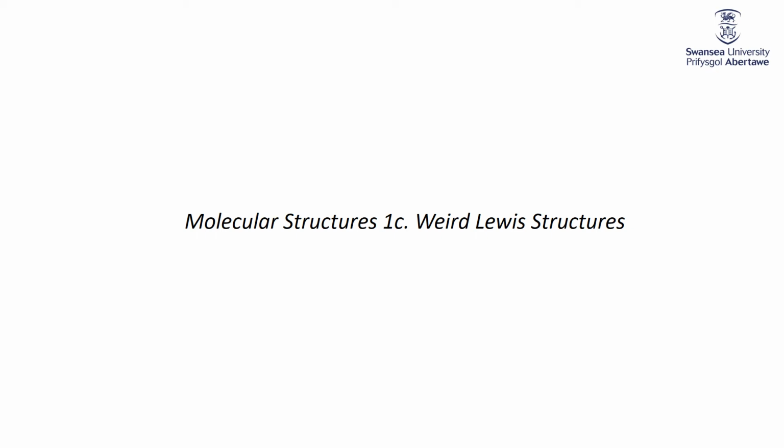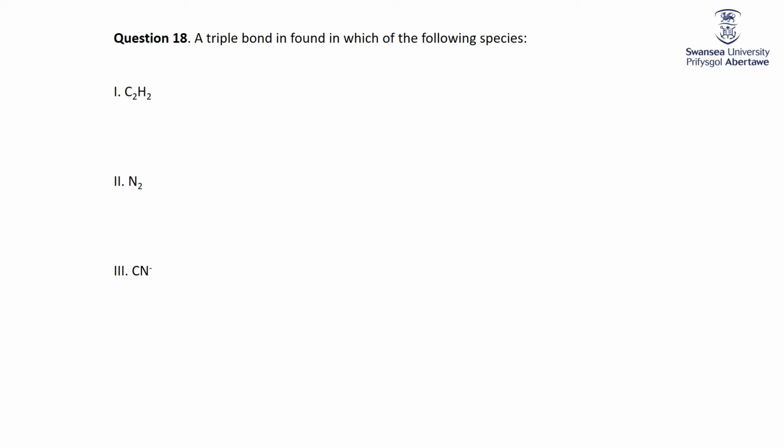So, weird Lewis structures. These are pretty much ones that will not appear on the A-level, but I believe it's remiss of the A-level boards not to include some discussion of these. So, a triple bond is found in which of the following species?